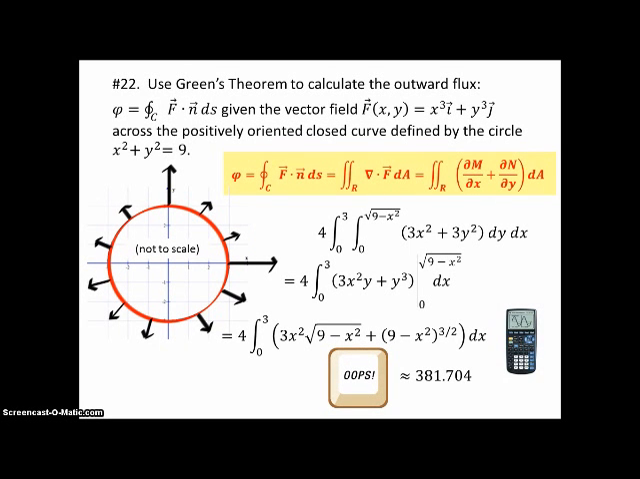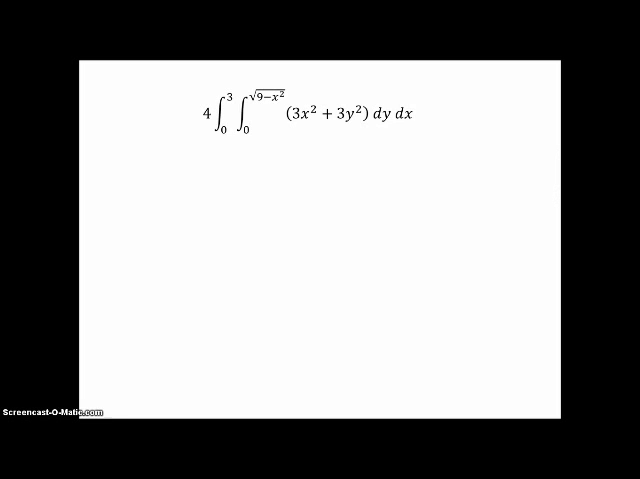Oops, you know what I forgot that would have made life a lot easier right from the get-go? What should I have done? There's the integral. Yep, I should have changed to polar form. So we're not doing 4 times the first quadrant anymore. We're going to do the whole circle. And so theta is going to go from 0 to 2 pi. r is going to go from 0 to 3. And we're not going to multiply by 4 because this is the whole kit and caboodle. And the integrand, 3x squared plus 3y squared, becomes 3r squared. And then dy dx becomes r dr d theta.